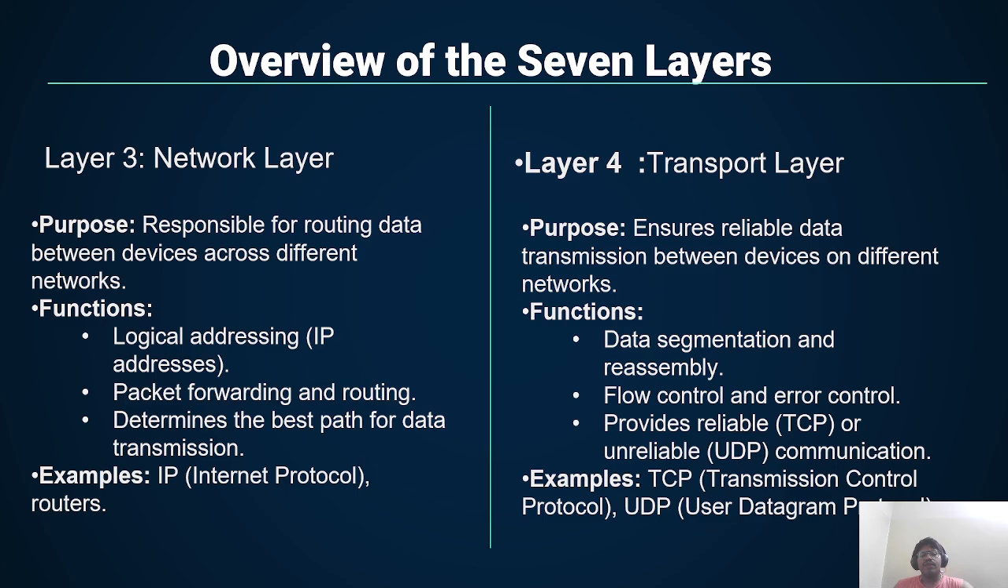Layer 4, transport layer. The transport layer ensures reliable data transmission between devices. It manages data segmentation and reassembly, flow control, and error correction. This layer supports reliable communication with TCP and unreliable communication with UDP. Examples include the Transmission Control Protocol and User Datagram Protocol.